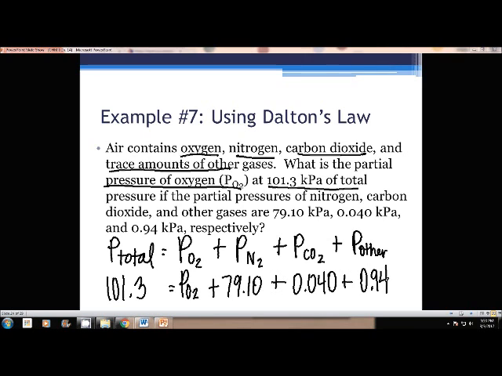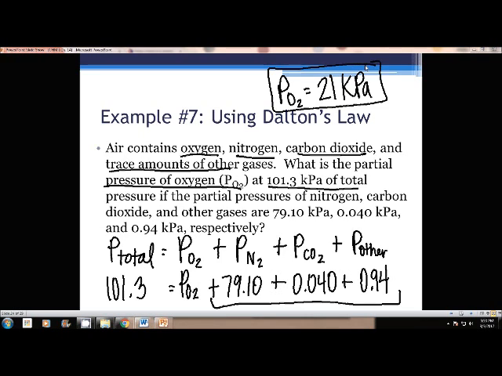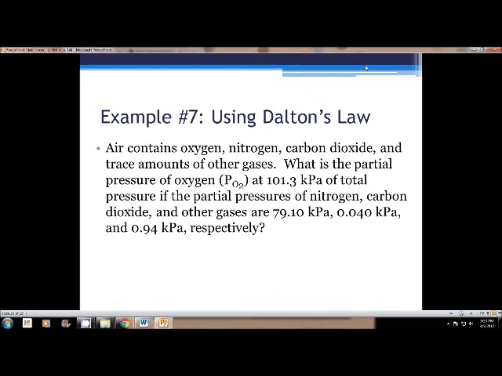So how do we solve for the partial pressure of oxygen? We add up the right side, and then we subtract it from the 101.3. So the partial pressure of oxygen gas with correct significant figures is going to be 21. And our unit is going to be kPa, because these were all in kPa. Pretty easy stuff. That's actually going to be a bonus question on the test, because it is so simple.